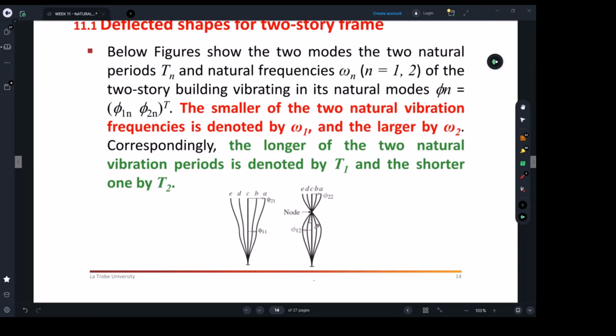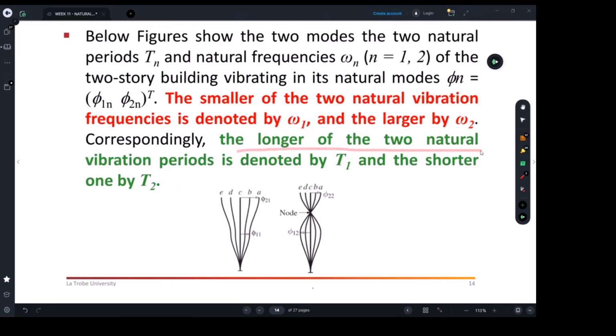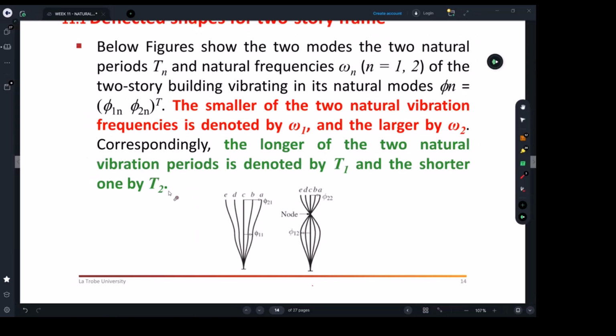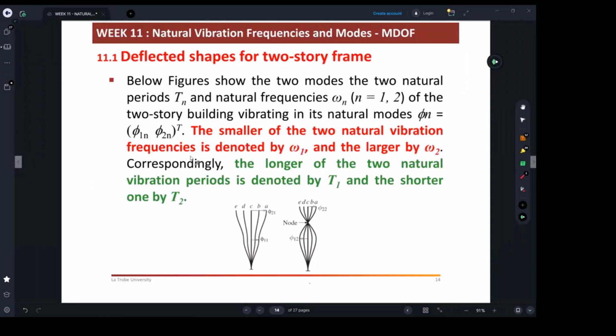This is just a summary of what I was talking to you about. The longer of the two natural vibrations is denoted by T1, the natural time period for the first mode, and the shorter is the time period for the second mode shape. It will be a reversed definition for the frequencies, but what we work with really depends on the question. Sometimes we ask you for the time period, sometimes for a frequency. I think mostly what we calculate is the frequencies, right?